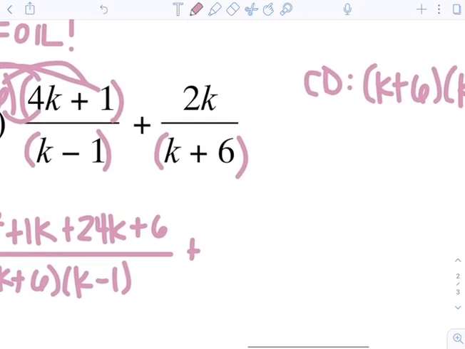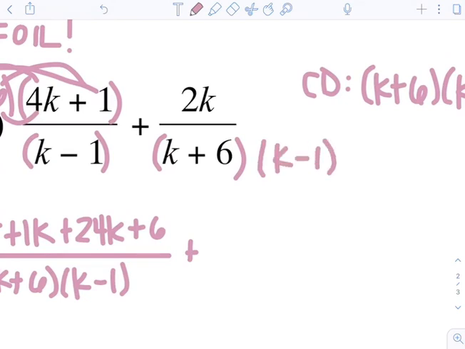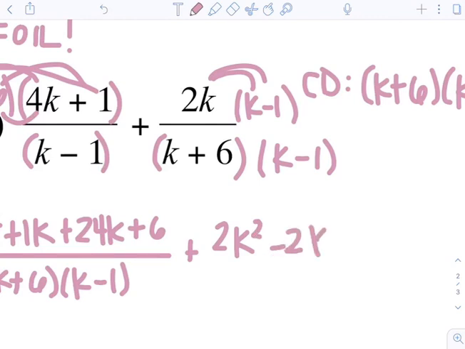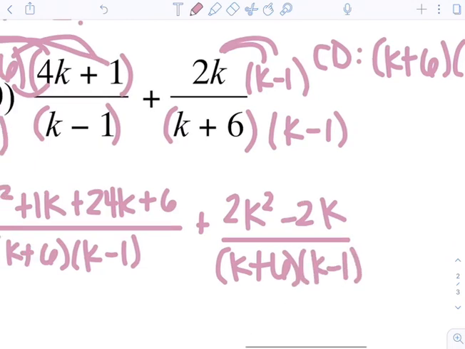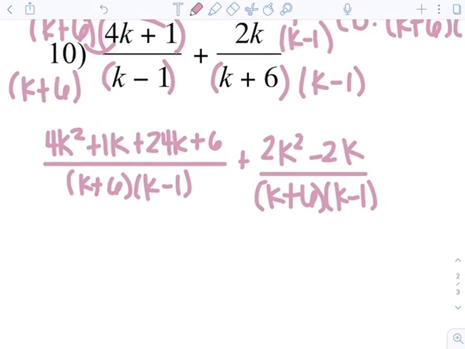plus, now in the second one, right, we got to multiply by k minus 1 by the top and bottom. And here we just have to distribute, because it's not a binomial times a binomial. So 2k squared minus 2k over, and do not distribute in the denominator. Do not FOIL in the denominator, only FOIL in the numerator.